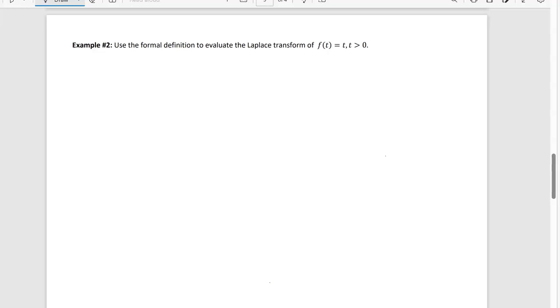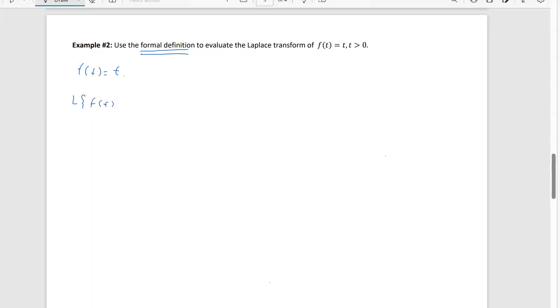Hi class, let's take a look at example 2. In example 2, they also want us to apply the formal definition to this function. So in this case, we simply have f of t is equal to t. And the actual Laplace transform of f of t is going to be equal to the following.